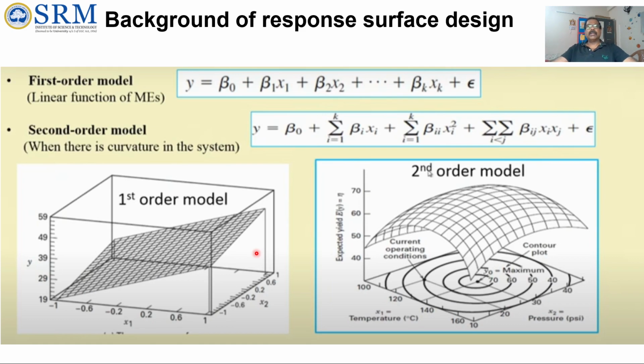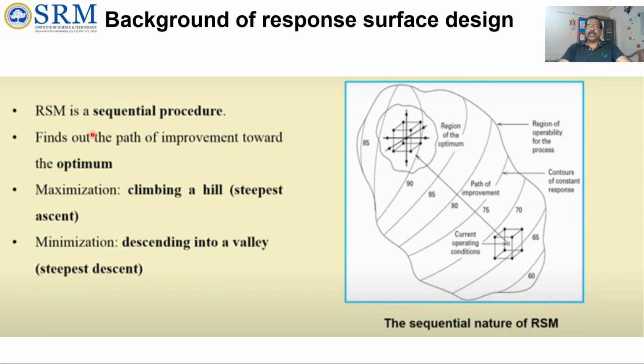The first order model for RSM design is y equals beta 0 plus beta 1 x1 plus beta 2 x2 plus error. The second order model, which is represented as a 3D surface, is beta 0 plus the summation from i equals 1 to k of beta i xi plus beta ii xi squared. Adding the squared or quadratic term gives us the second order model.